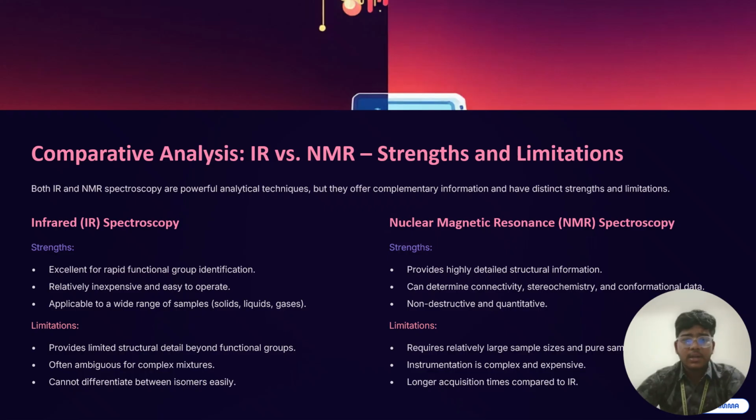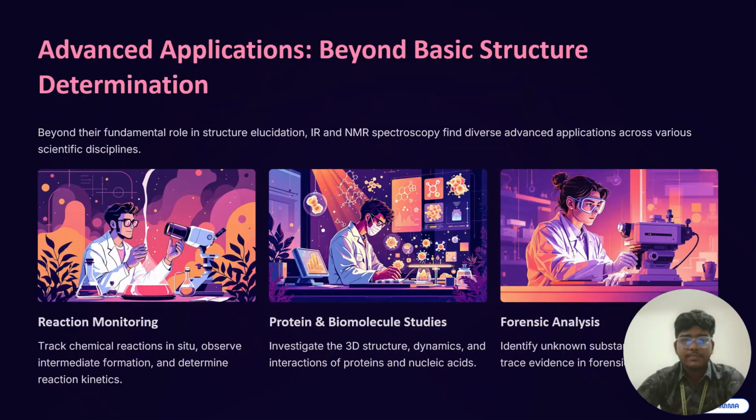And NMR strengths are that it provides highly detailed structural information. It can determine connectivity, stereochemistry, and conformation data, non-destructive and quantitative. Infrared spectroscopy limitations: provides limited structural detail beyond functional groups, often ambiguous for complex mixtures, cannot differentiate between isomers easily. NMR limitations: requires relatively large sample size and a pure sample. Instrumentation is complex and expensive, with longer acquisition times by comparison.